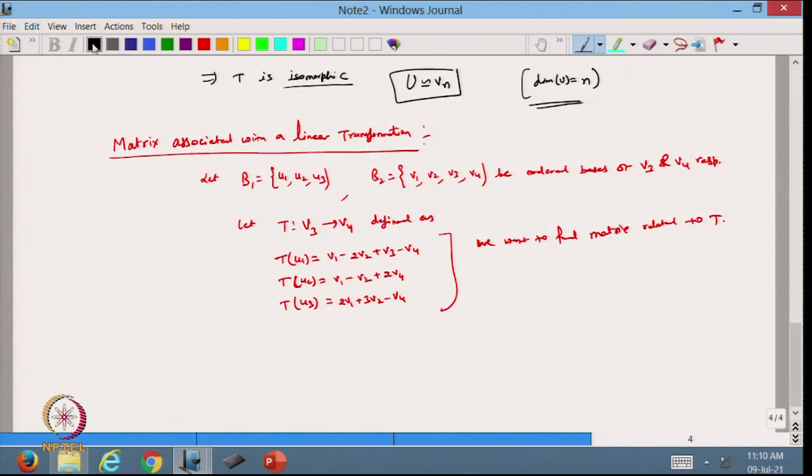Now from here, if you see, it is a linear combination of the basis V1, V2, V3, V4. I can write my T of U1 as, because this is the basis, a column vector V1, minus 2 times the column vector V2 plus column vector V3 minus column vector V4, and this is a linear combination we are taking.